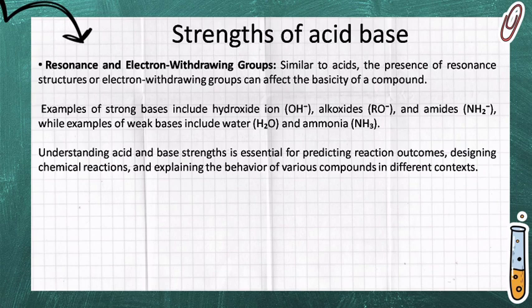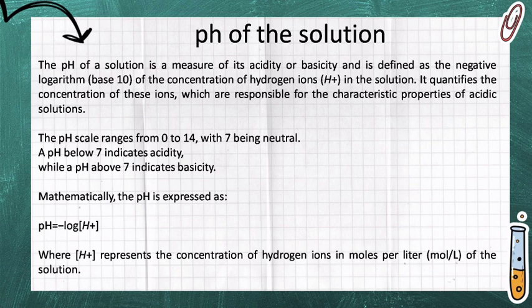Examples of strong bases include hydroxide ion, OH-, alkoxides, RO-, and amides, NH2-, while examples of weak bases include water, H2O, and ammonia, NH3. Understanding acid and base strengths is essential for predicting reaction outcomes, designing chemical reactions, and explaining the behavior of various compounds in different contexts. Next is pH of the solution.